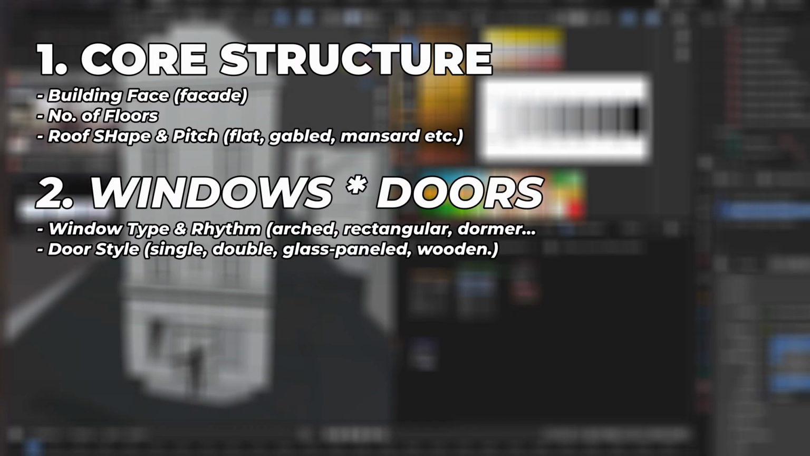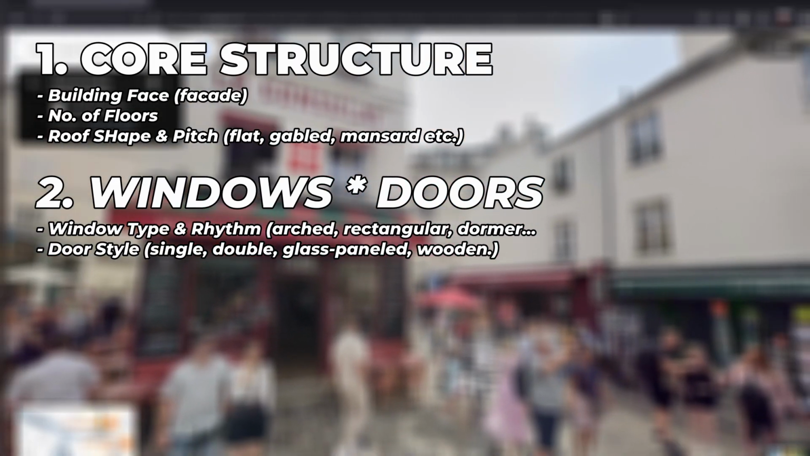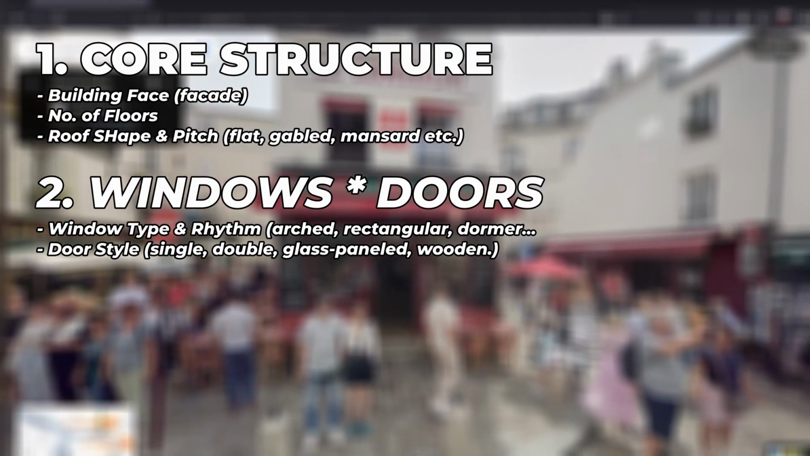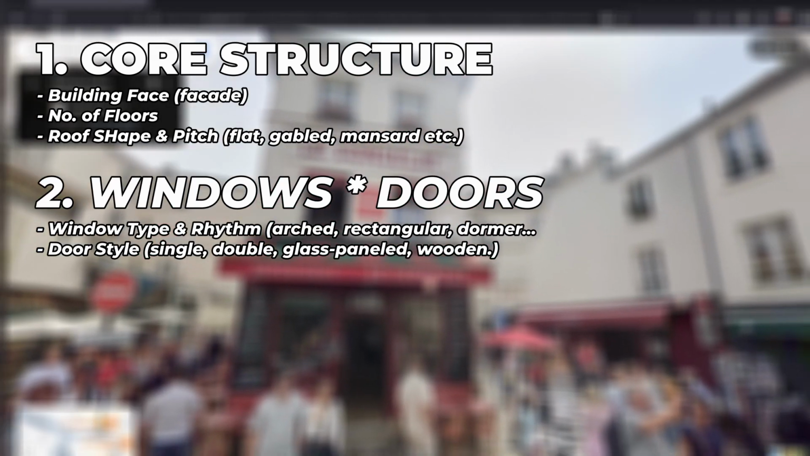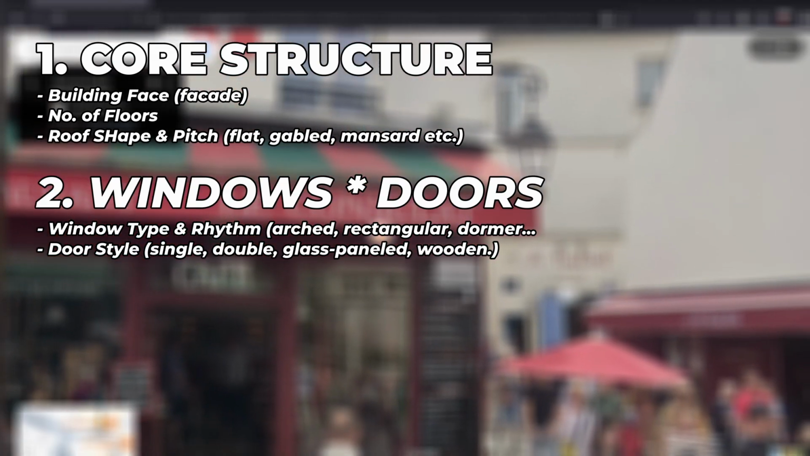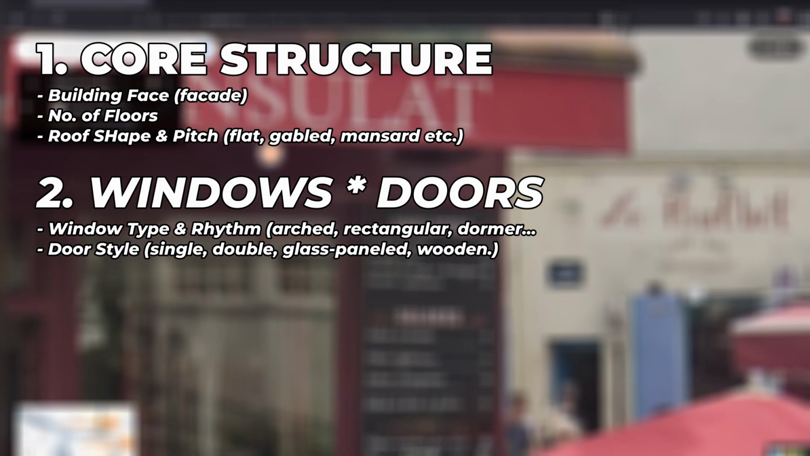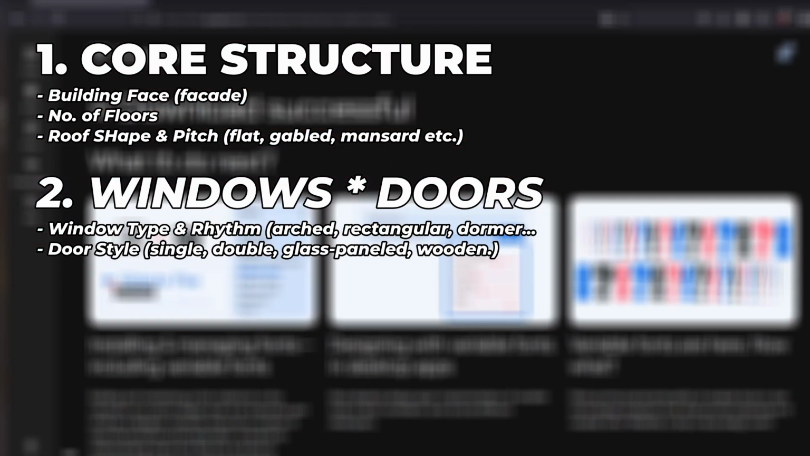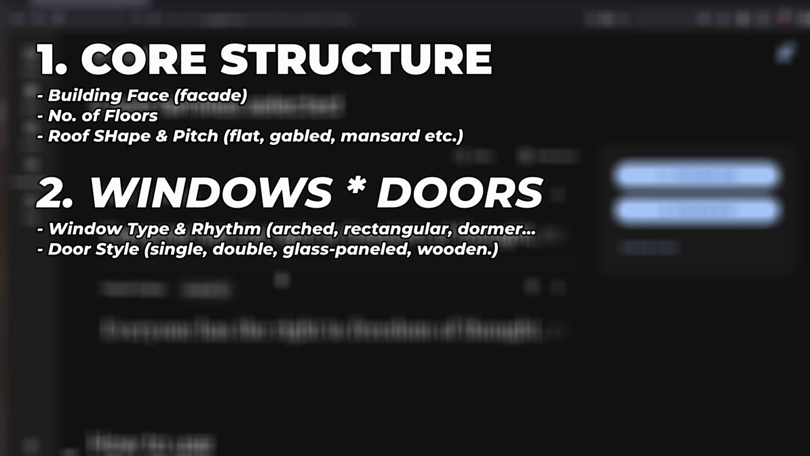I could go on and on, but really, the number one things you have to take note of. First is the core structure. What is the building's overall face? The number of floors, the roof shape and pitch, is it flat, gabled, or mansard, especially in Paris? The second is the windows and doors. For example, what is its window type? Like, is it arched, rectangular, dormer? What is its window rhythm or pattern? Is it evenly spaced, clustered, or irregular?